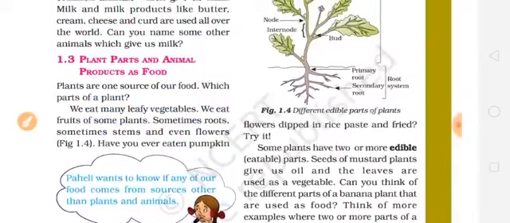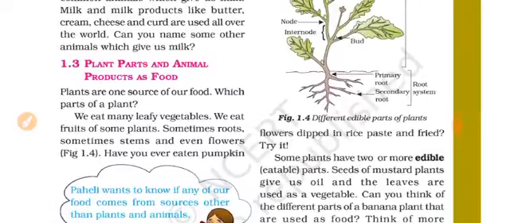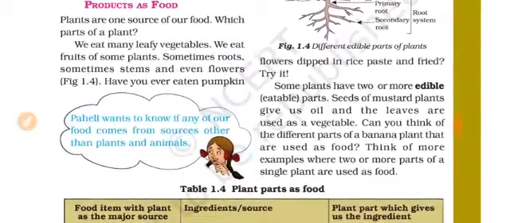And another one, bubble you can see, that is Paheli wants to know if any of our food comes from sources other than plants and animals. That you find out and let me know the answer next week, okay. Next table 1.4, plant parts as food is given, and there two columns are left remaining that you have to do as your homework.